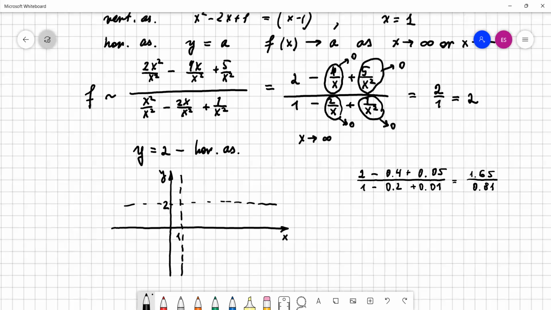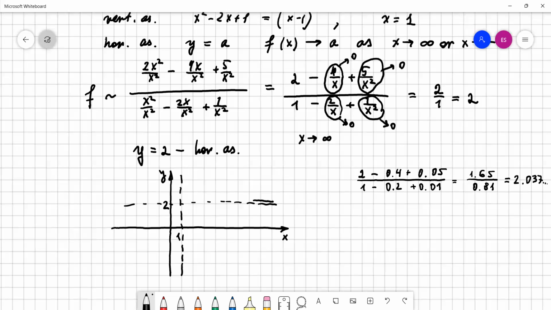So 165 divided over 0.81 equals 2.037 and more digits. You see, it's already very close to 2, even just at 10. So at number 10 it is very close to 2, but it's a little bit greater than 2. So I think it's going to approach on this side.